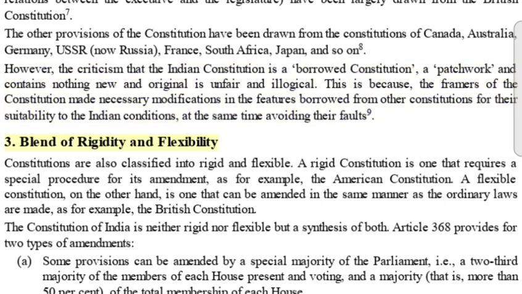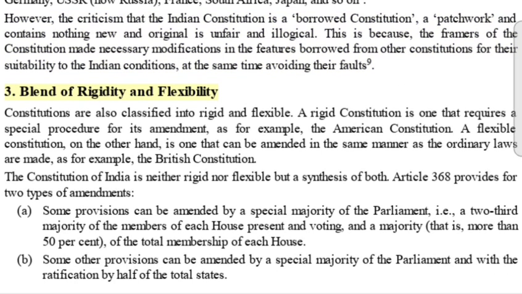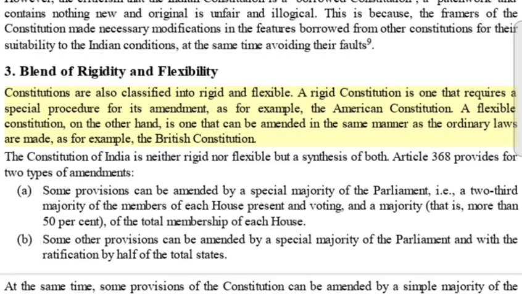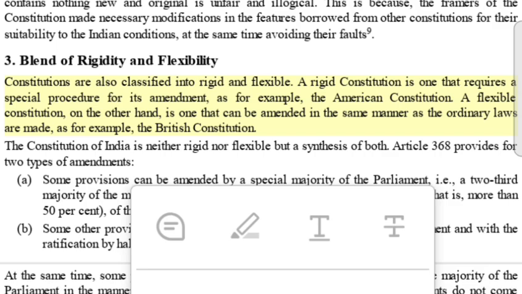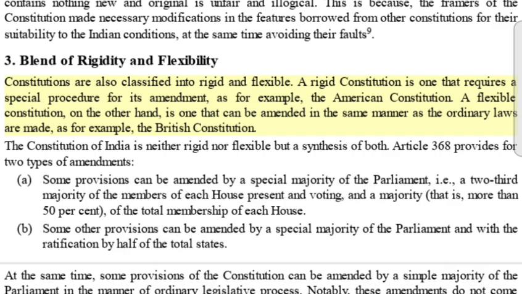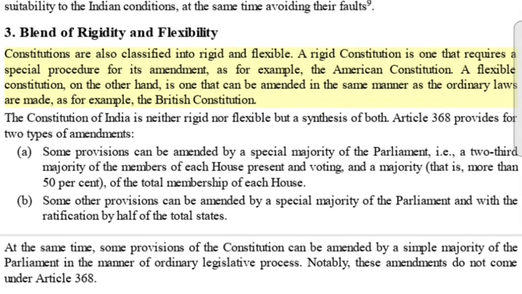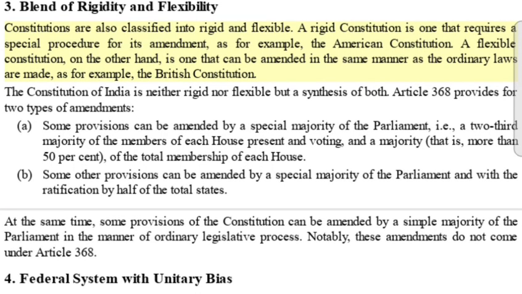3. Blend of rigidity and flexibility. Constitutions are also classified into rigid and flexible. A rigid constitution is one that requires a special procedure for its amendment, as for example, the American Constitution. A flexible constitution, on the other hand, is one that can be amended in the same manner as ordinary laws are made, as for example, the British Constitution. The Constitution of India is neither rigid nor flexible but a synthesis of both.